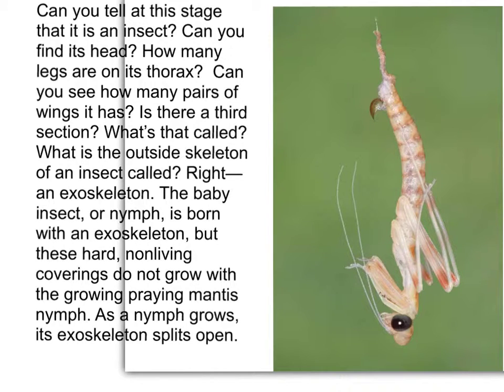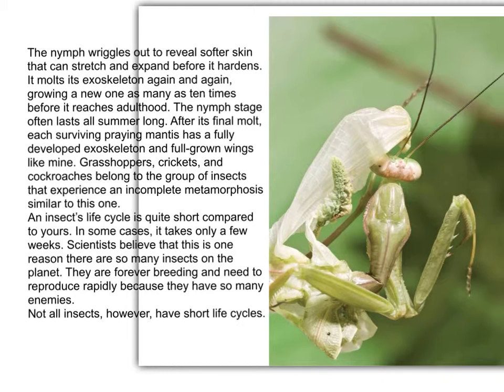Right, an exoskeleton. The baby insect, or nymph, is born with an exoskeleton, but these hard, non-living coverings do not grow with the growing praying mantis nymph. As a nymph grows, its exoskeleton splits open. The nymph wriggles out to reveal softer skin that can stretch and expand before it hardens. It molts its exoskeleton again and again, growing a new one as many as 10 times before it reaches adulthood.